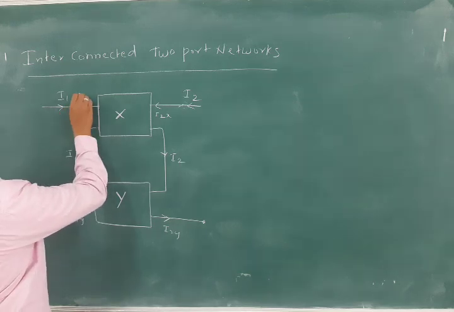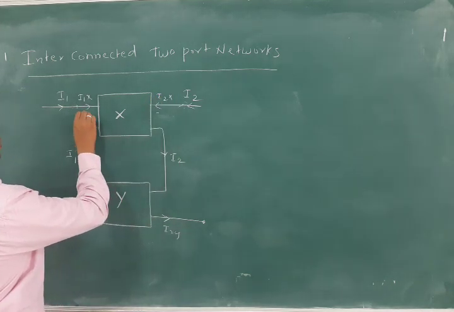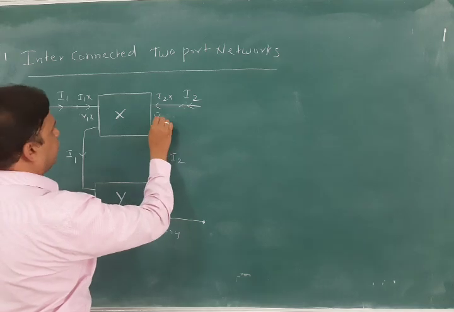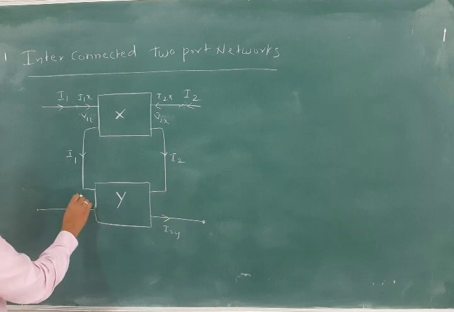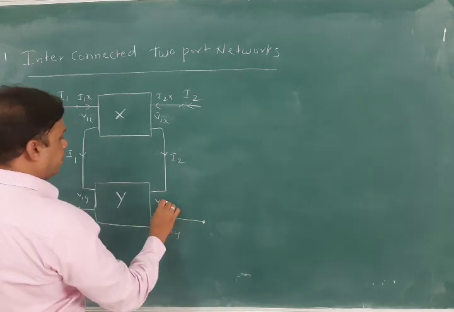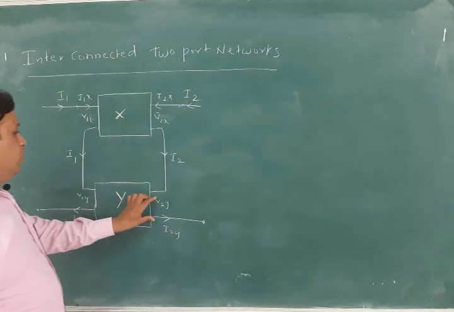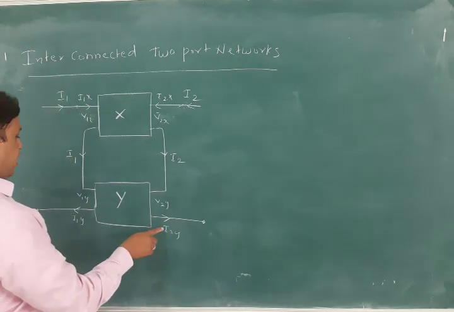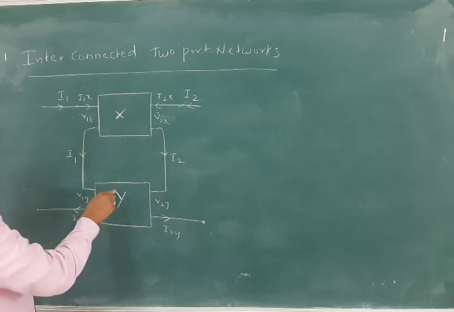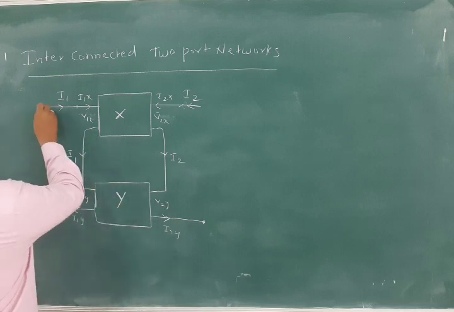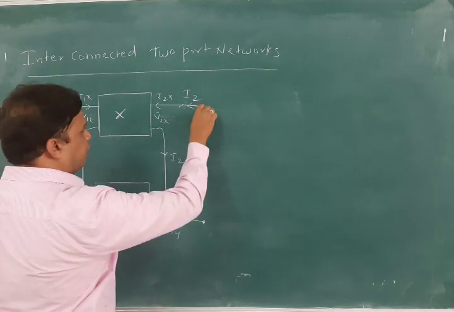The respective voltages are V1X and V2X, and V1Y and V2Y, and the currents are I1Y and I2Y. You can see the current traveling from here, coming out of the network and entering this network, and I1Y is given here. The main two ports are here; we write V1 and V2.